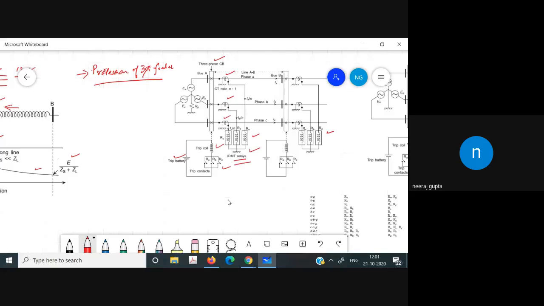Now, one point is that the single line diagram hides the complexity of the three-phase system. So three-phase system and ground faults are also there in the system. In this case, you will see that this whole protection system that is described in this diagram gives the overcurrent protection for the three-phase feeder.